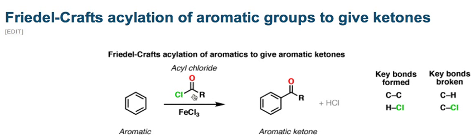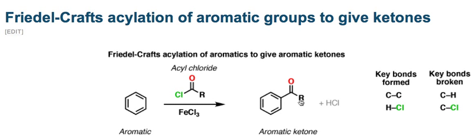And we're going to add a Lewis acid to this. In this case, the Lewis acid that I've chosen to show is iron trichloride, FeCl3. There are other Lewis acids we can use for this; we'll talk about that. And the product of this reaction is a ketone. So we have a species where we've got a carbon-oxygen double bond attached to two carbons on either side. This is called a ketone.